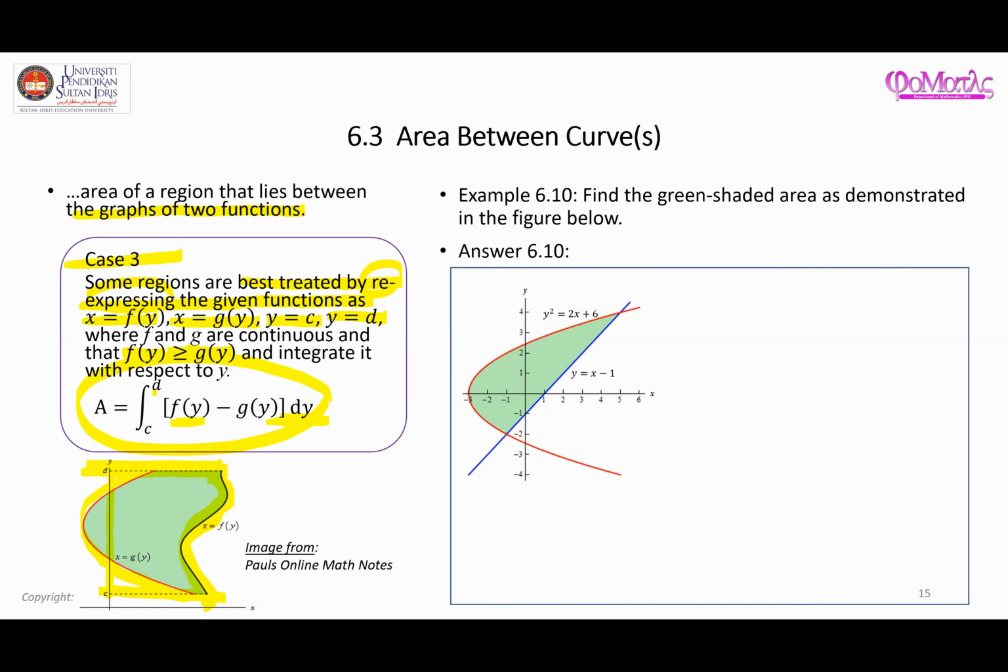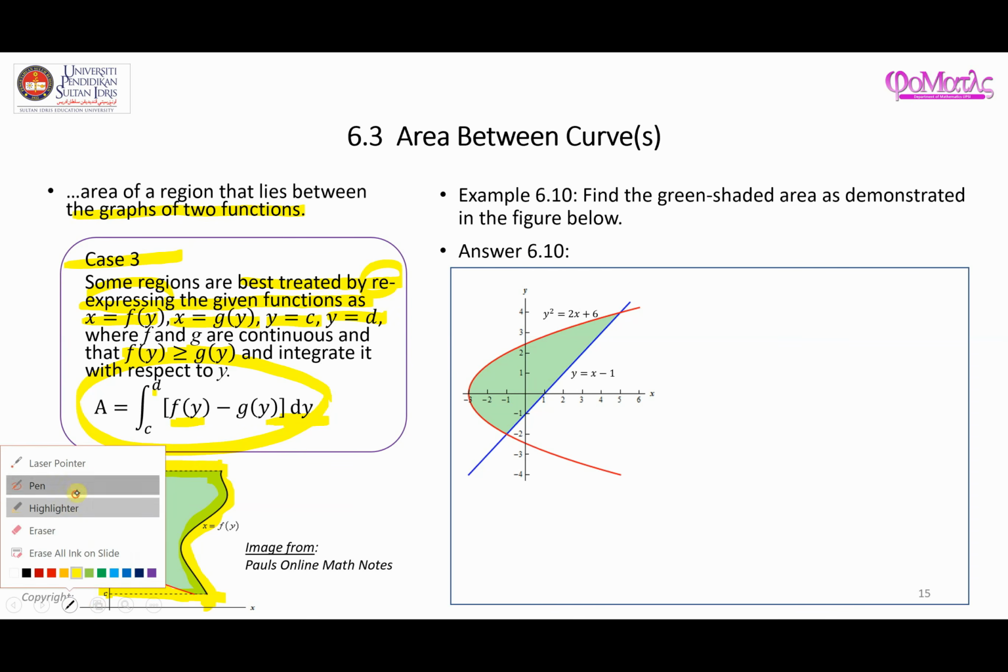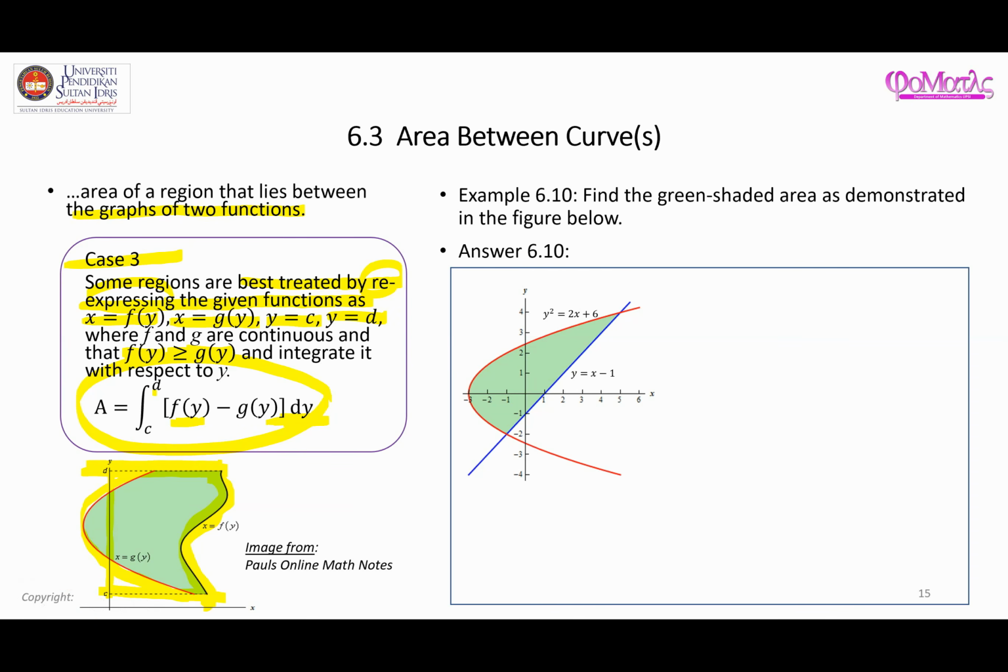Now we are going to apply this to example 6.10. In this example, you are required to find the green shaded area as demonstrated in the figure below. You can see that if you integrate with respect to y, it is easier to determine the boundaries and so on. This is the intersection point here.